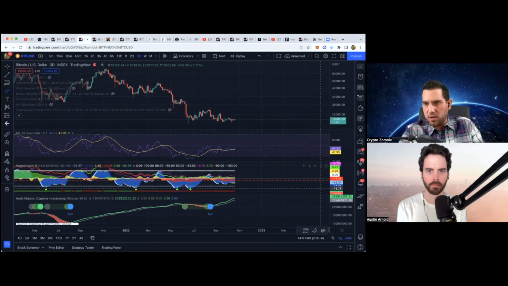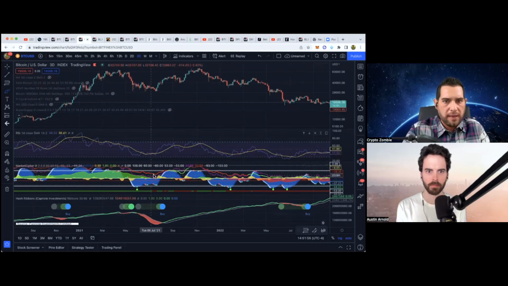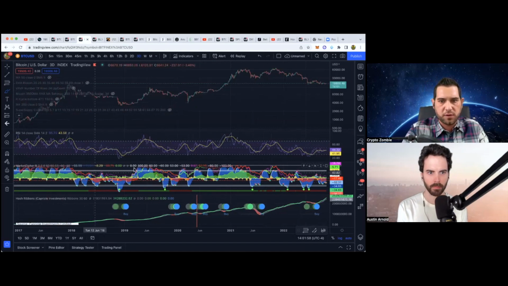Let's see the second one. Let me get this out of the way. It's a little hard to see here with all this clutter, but this right here is the Market Cipher indicator.